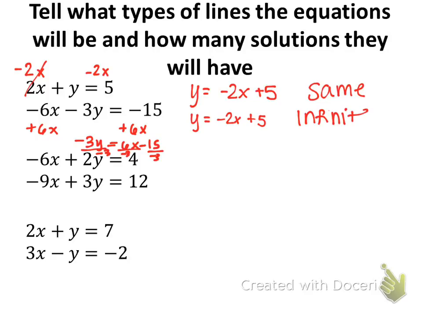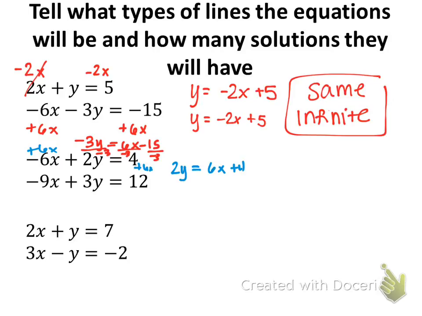You must write both of these words because you're telling me what type of line it is, they're the same, and how many solutions it will have, infinite. If you only give me one, you're not going to get full credit on the test. Okay, so let's do the next one. We got to put it in slope-intercept form. So I'm going to add 6x to both sides. And now I get 2y is equal to 6x plus 4. Divide everything by 2. And I get y is equal to 3x plus 2.